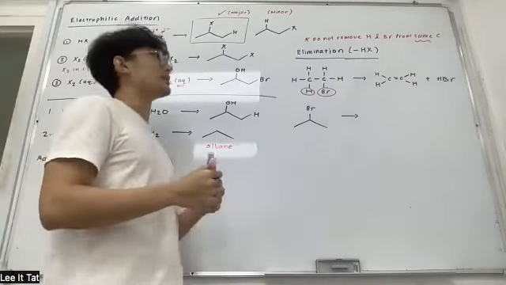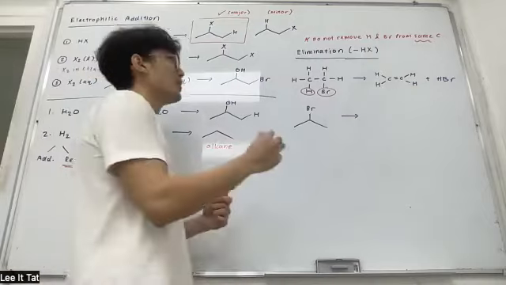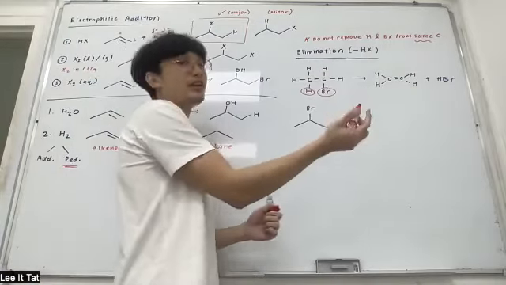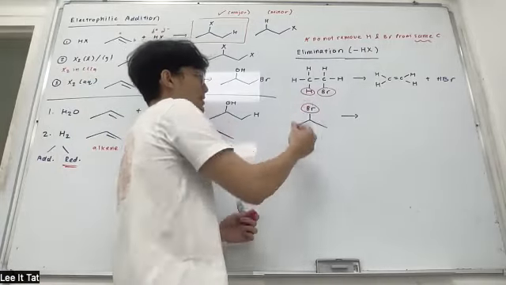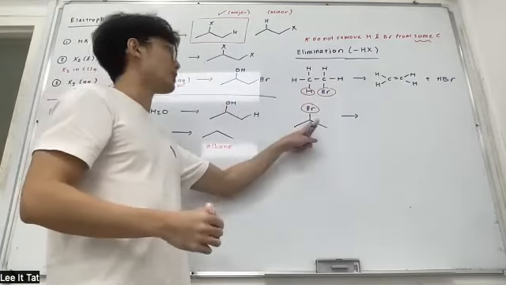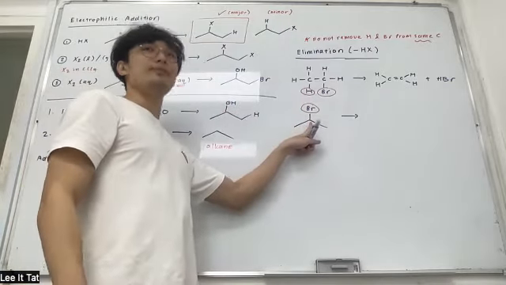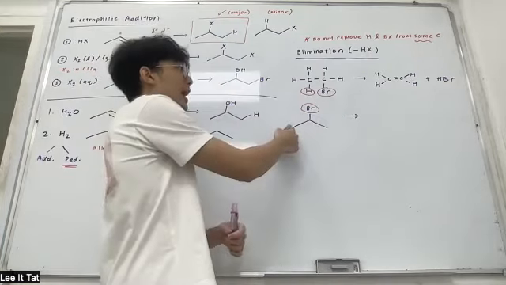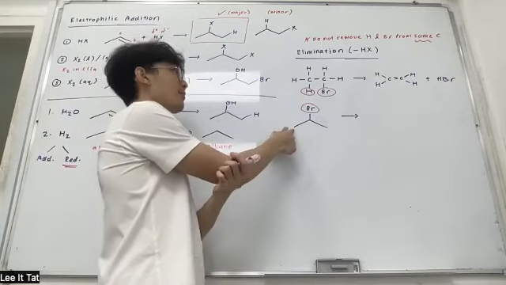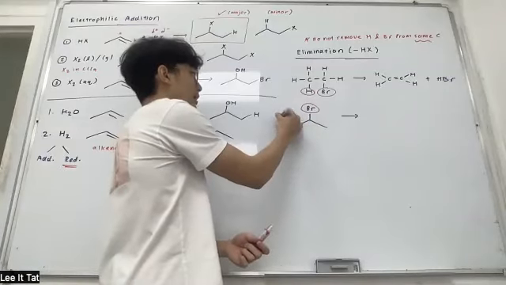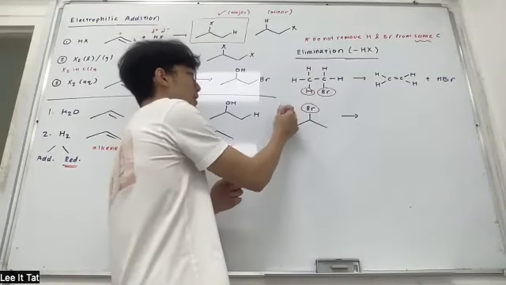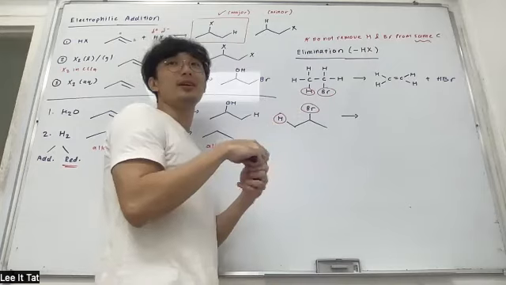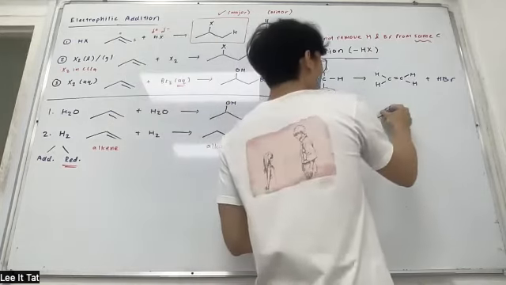When this guy undergoes elimination, you must remove an H and an X, right? I remove the bromine, but where must the H be removed from? Is it from this carbon? Must be from the left. Let's try the left. The left has a carbon. Is there a hydrogen on the left? Yes. So I'm just going to draw a 1. Let's just remove the H and the Br. So where's the double bond now? On the left hand side here.